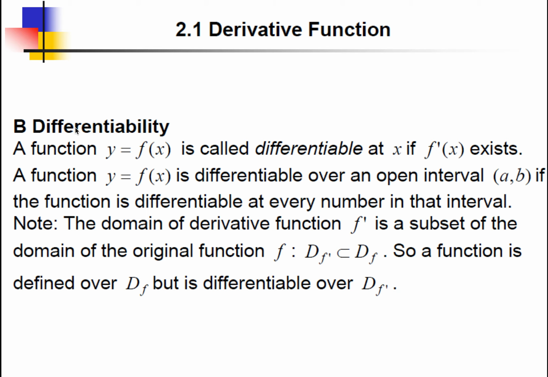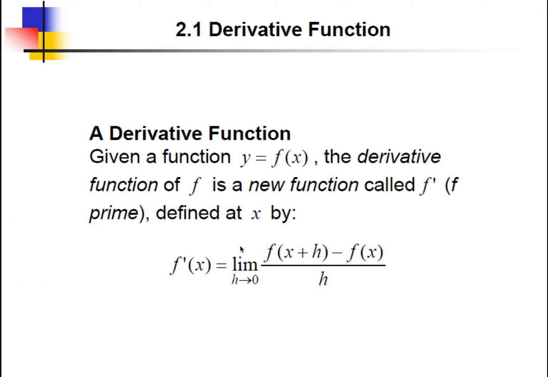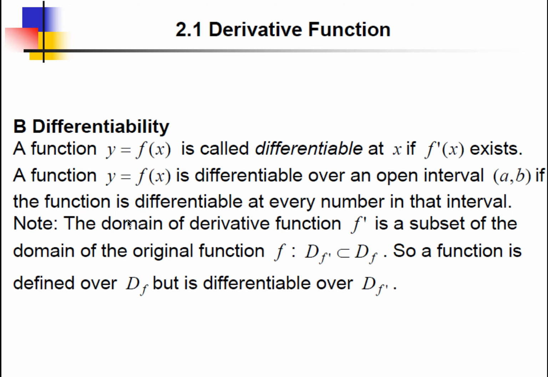So now we're going to define differentiability. A function y equals f of x is called differentiable at x if f prime, which is the derivative, the instantaneous rate of change, exists. In other words, if we can find this limit. Remember, sometimes we cannot find the limit. We can say the limit does not exist, DNE. So if we were able to find this general form, then I can say that this function f of x is differentiable. In other words, we can find its derivative. We can find its instantaneous rate of change.